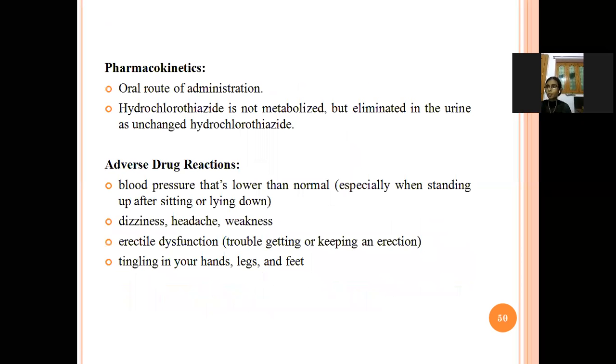Next, pharmacokinetics. The route of administration is oral, and it is not metabolized but is eliminated through the urine in unchanged form. The adverse drug reactions are blood pressure lower than normal, meaning low blood pressure, dizziness, headache, weakness, erectile dysfunction, and tingling in the hands, legs, and feet.